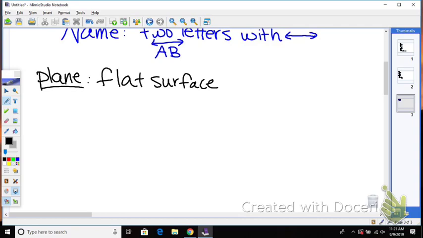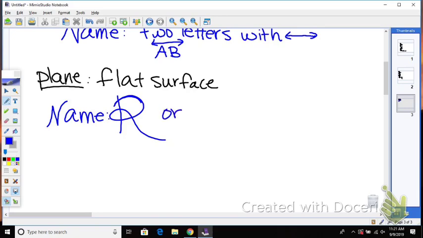So the way we name a plane, and this will be the last one we do, and then we'll go to lunch and come back and finish up. The way we name a plane is sometimes they use a fancy letter, like a cursive letter, like that. It'll be in the corner of the plane. Or, and this is what we'll do more often, any 3 letters in the plane. So any 3 points in the plane, because letters represent points.